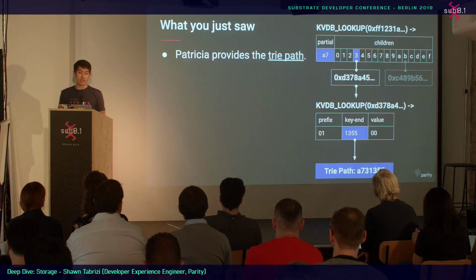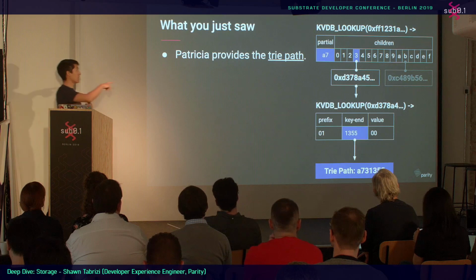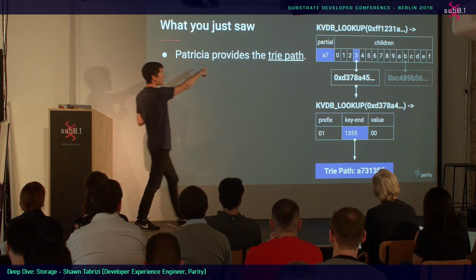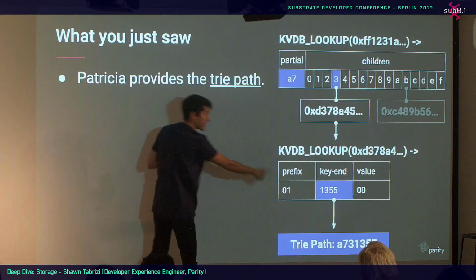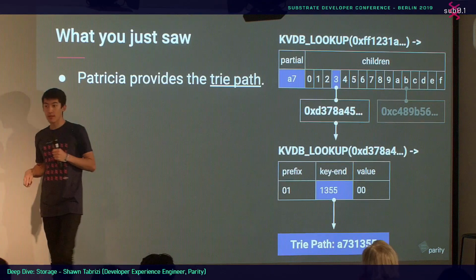So what did you just really see? Well, you saw that Patricia provides this tree path. You can go and navigate, follow the partials, the children, keep going, and ultimately generate a tree path to your data. And then Merkle provides this recursive hashing of the children nodes into the parent.